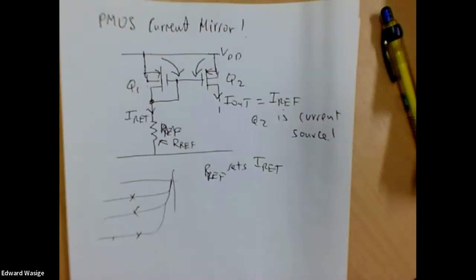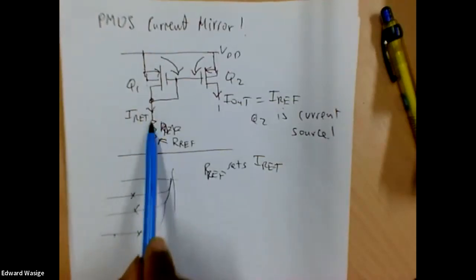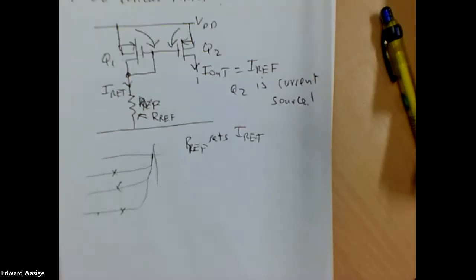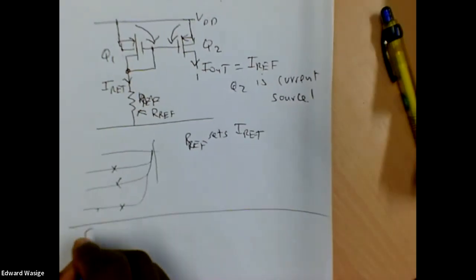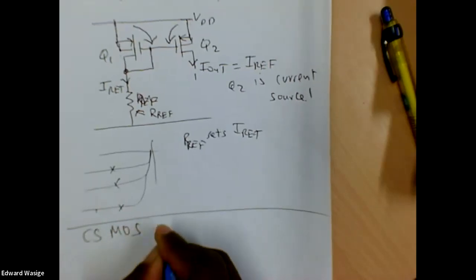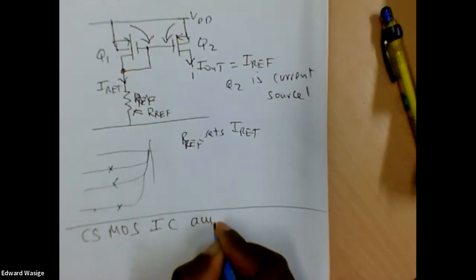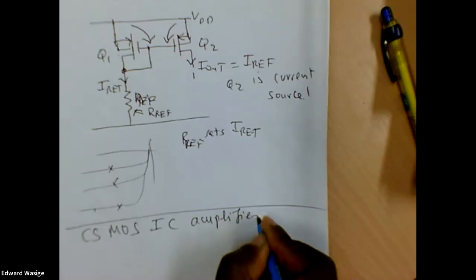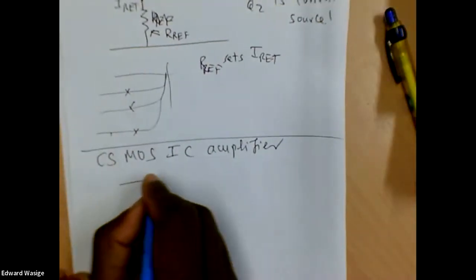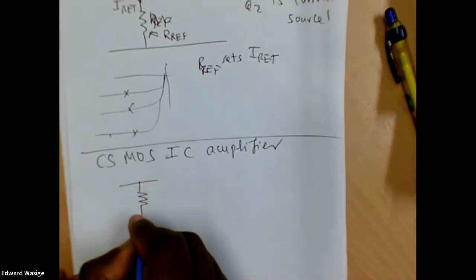And no, this is not an amplifier. This is a current mirror. Well, let's look at how a CMOS common source amplifier, a MOS IC amplifier, works. So I'll answer your question by just doing the next bit. So our common source amplifier, we said it looks like that.